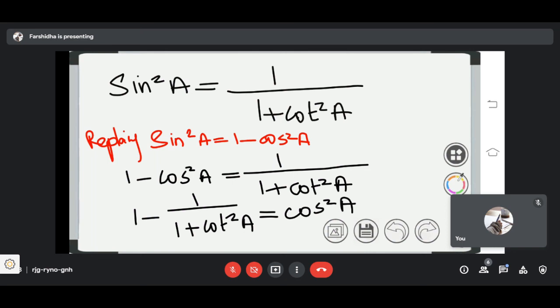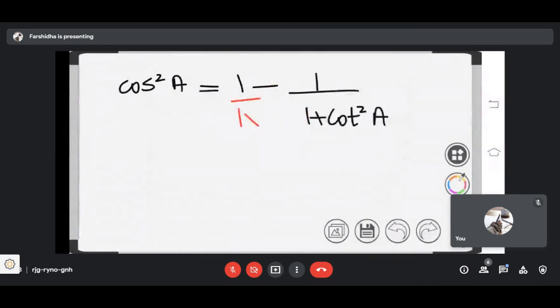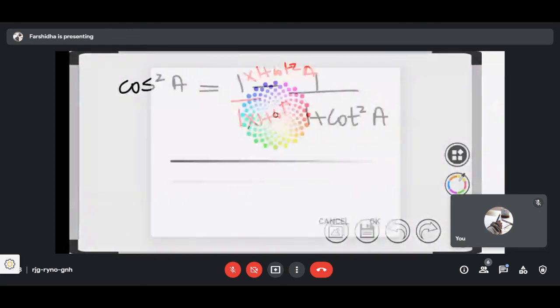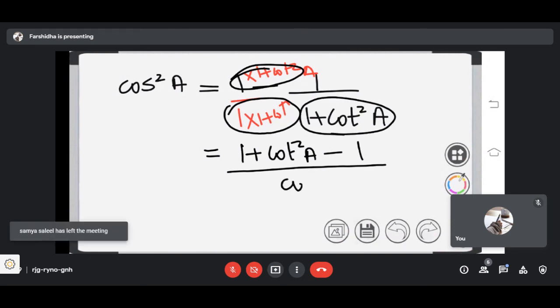Cos square A equals 1 minus 1 by 1 plus cot square A. Now taking the LCM here: 1 by 1 into 1 plus cot square A. To make the denominator the same, taking the LCM 1 plus cot square A, multiply both denominator and numerator by 1 plus cot square A. Equal to 1 into 1 plus cot square A, that is 1 plus cot square A, minus 1, divided by, we have made the denominator the same, 1 plus cot square A.